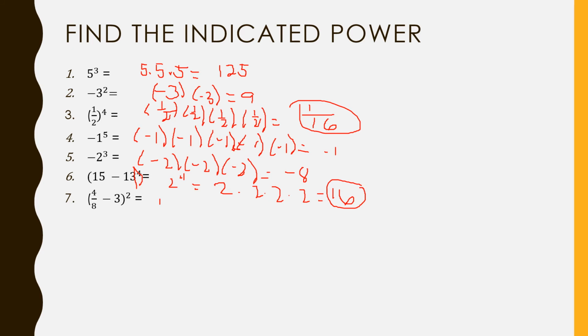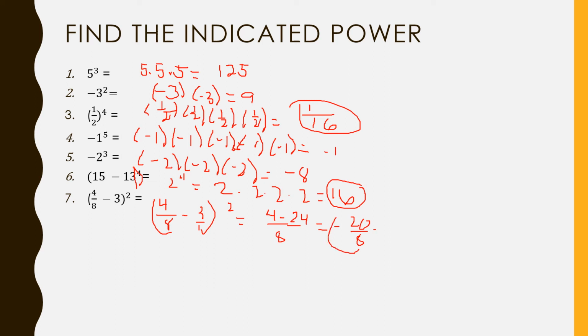So we have here 4 over 8 minus 3, then square. How do we do that? We know that the denominator of 3 is 1. So let's get the LCD. 8 divided by 8 is 1 times 4, 4. 8 divided by 1 is 8 times 3. 8 times 3 is 24. That is negative 20 over 8. That can already be the answer.